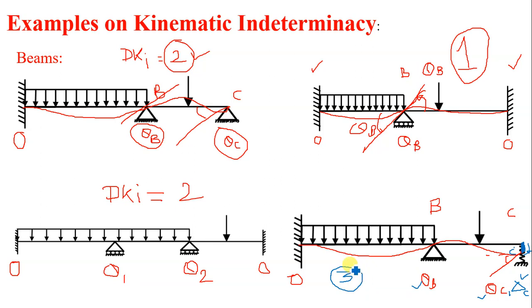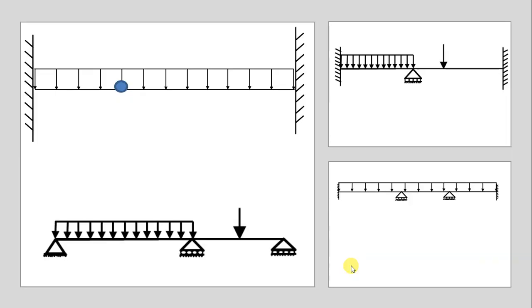So in this way simply we have to calculate the number of unknown joint displacements. A displacement may be a rotation, it may be a translation. Let us come to the next beam.